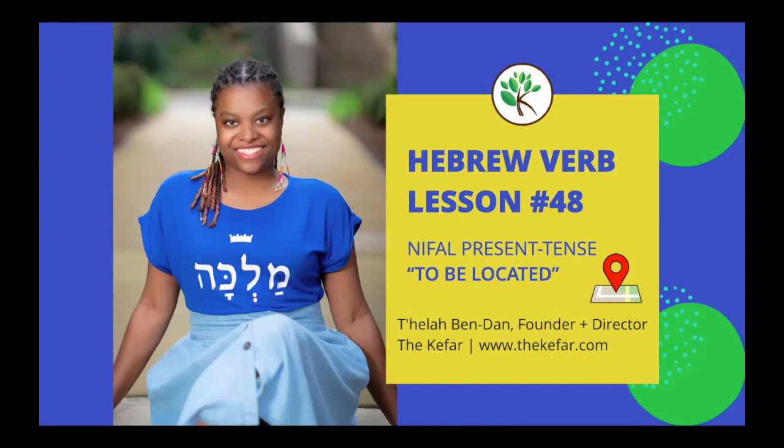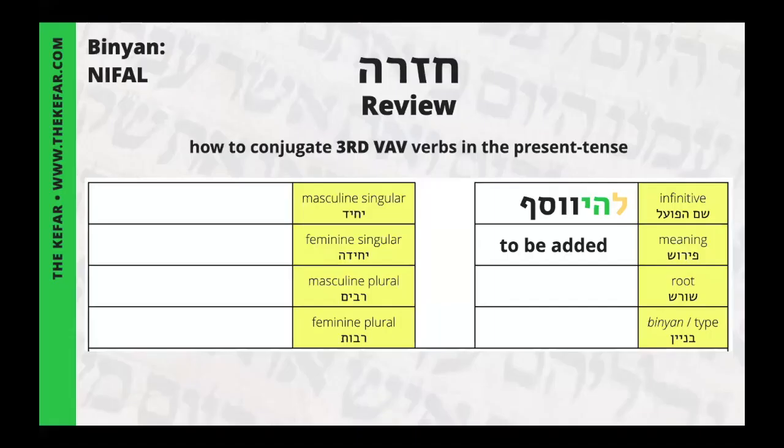So in our last lesson, which again was lesson number 47, we learned the pattern for third vav nifal verbs, those verbs where the third syllable of the infinitive, the part that comes after the le, he, starts with a vav. It'll be one vav if it's written with nikud and two vavs if it's written without. And all of the present tense conjugations are going to start with no as opposed to ni or ne.